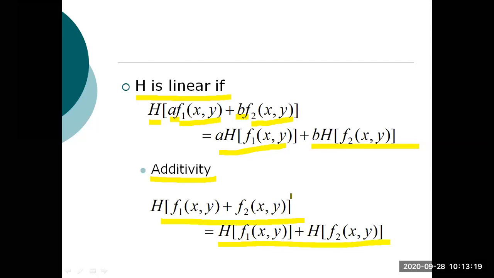Same as in your digital signal processing or signals and systems. But here we are operating with a two-dimensional function, as image f1 or f2. So f here is a two-dimensional function f of x comma y. That means we consider two images f1 of x comma y and f2 of x comma y.